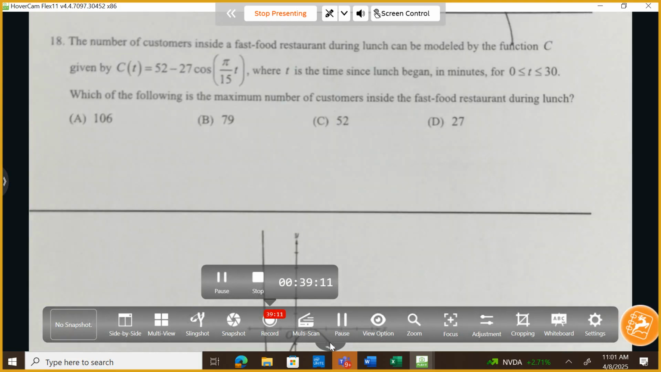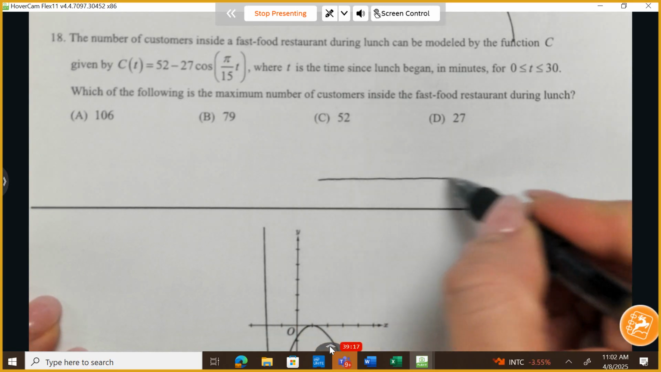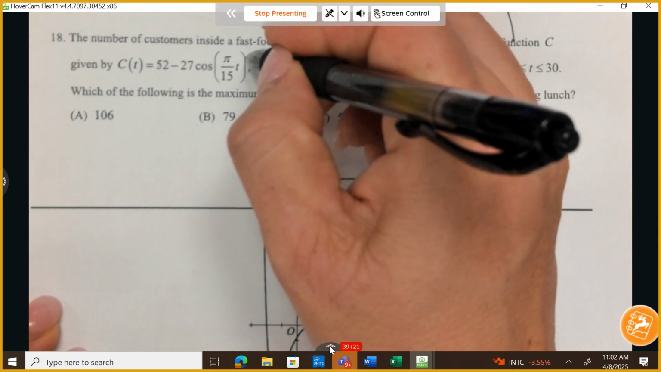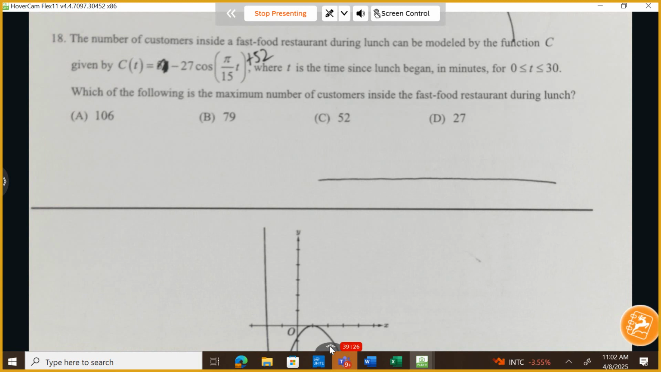So I'm able to get this question myself by graphing this to best understand this. Let's look at number 18. I'm coming in here and I'm just going to do a rough graph of this. So what does this mean? I personally like to write this as positive 52 in front. So that means we're shifting everything up 52.